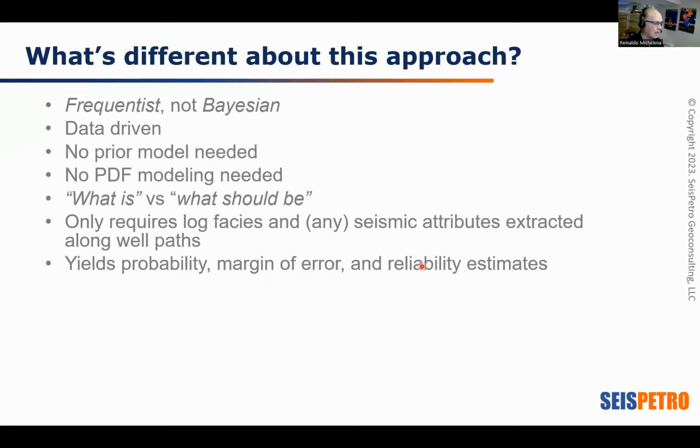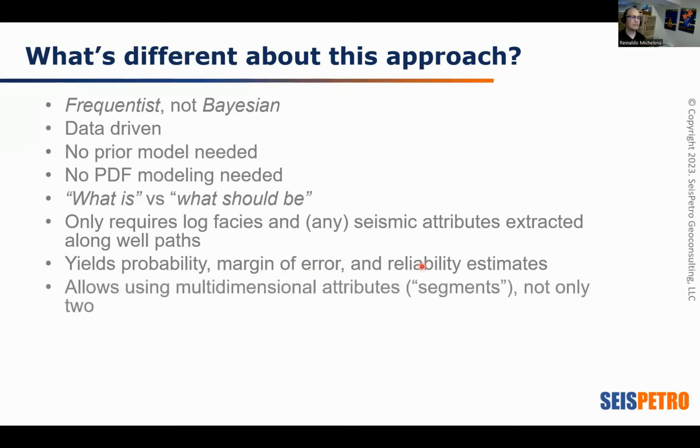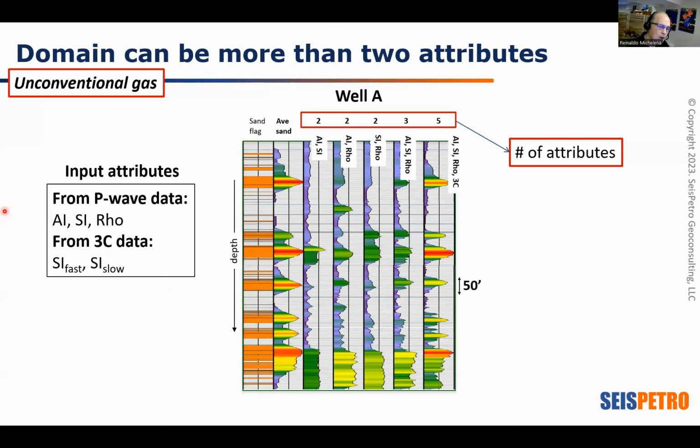Something interesting also is that it allows us to use multidimensional attributes. It doesn't have to be two, which is equivalent to the concept of segments of the population that we discussed at the beginning. That is basically adding additional axes to the cross plots to better analyze the data. So in this example, I show one application in an unconventional gas reservoir, where we have 5 input attributes, 3 from inversion of P-wave data: acoustic impedance, shear impedance, and density. And we also have 2 more attributes from the inversion of multi-component data.